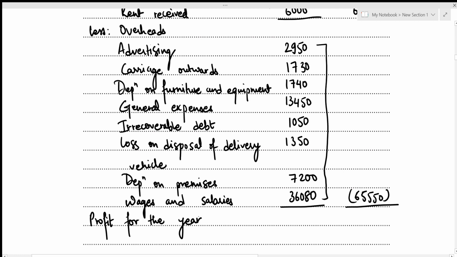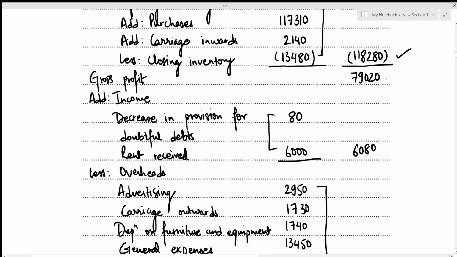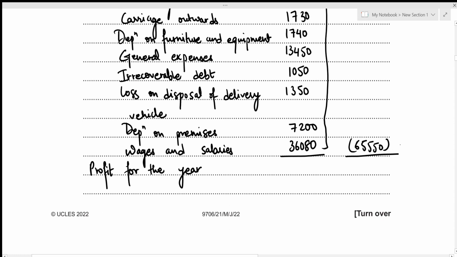That is just going to be gross profit plus income minus overheads. So in this case, that's 79,020 plus 6,080 minus 65,550, which results in our profit for the year having the value of 19,550. And this concludes our income statement as well as the first part of this question.